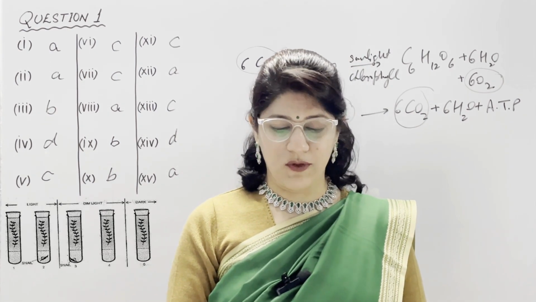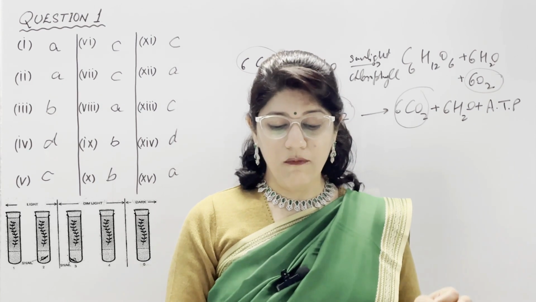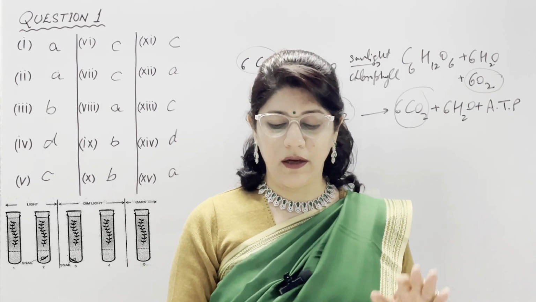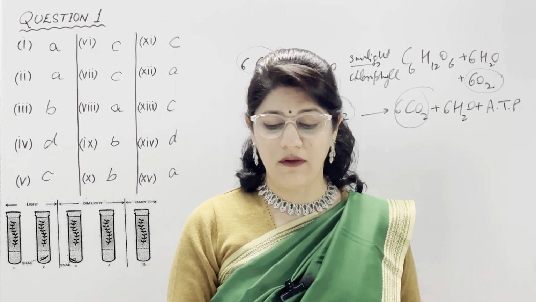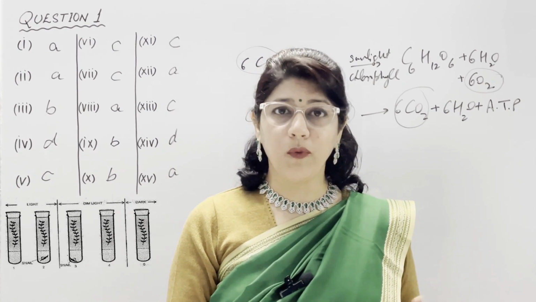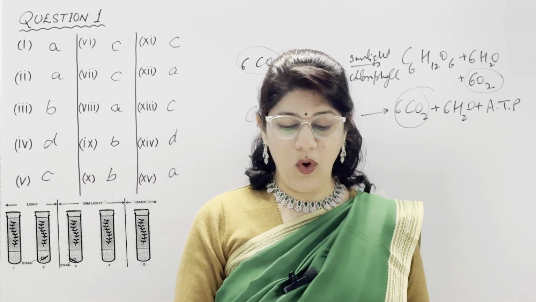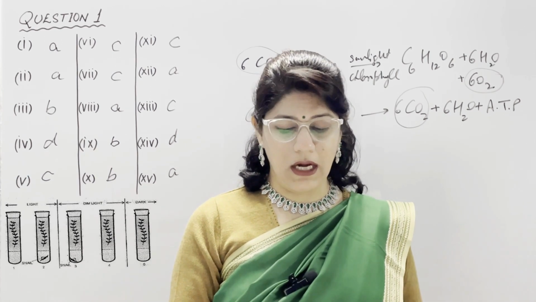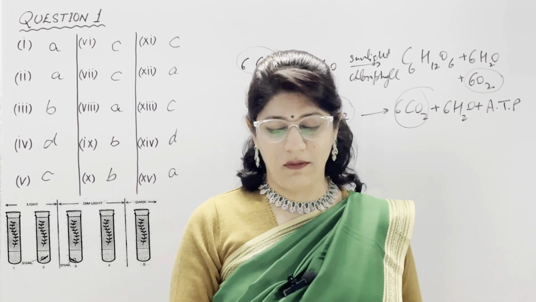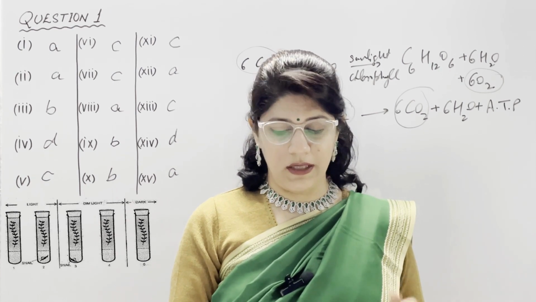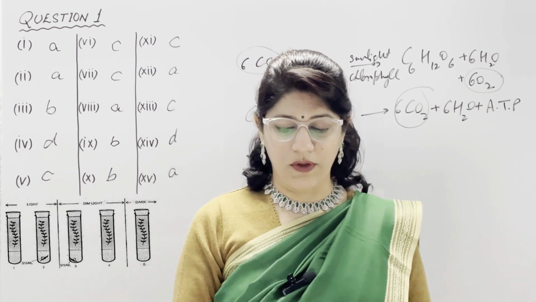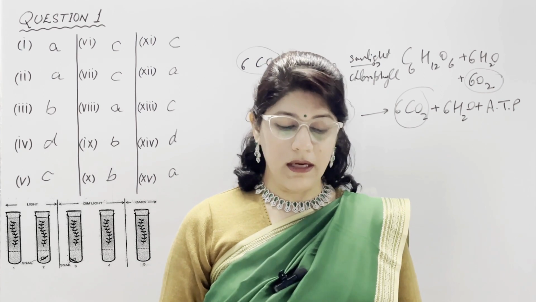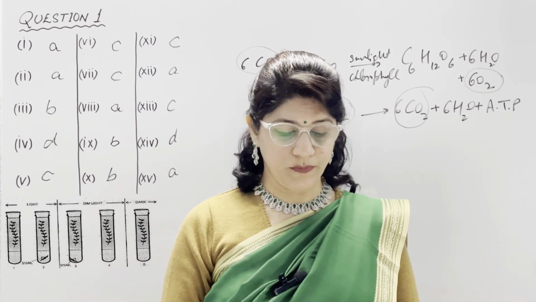So the first part associated with this question is, in which tube would you expect the greatest increase in dry weight of the pond weed? So the answer is tube 2 because it is present in the light and due to respiration by the snail, CO2 increases. So dry weight of the pond weed increases in test tube number 2.